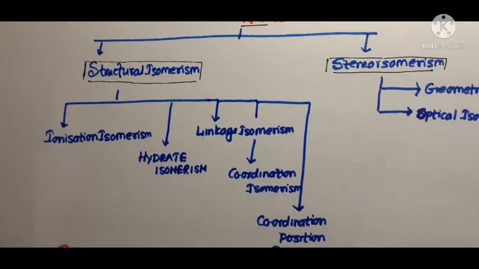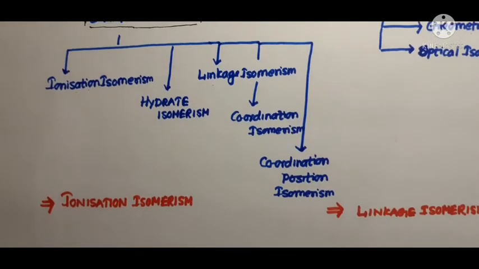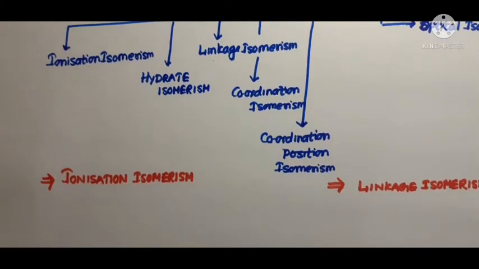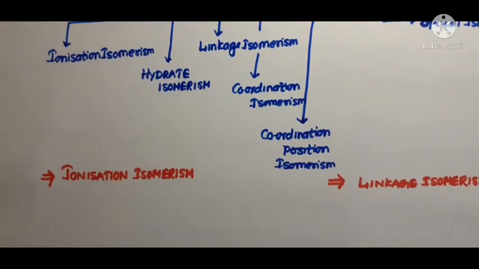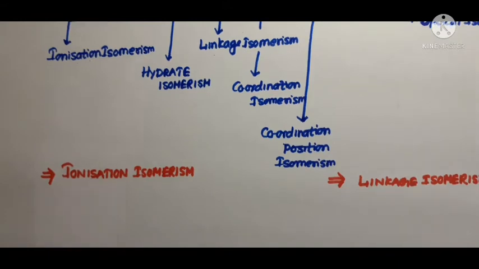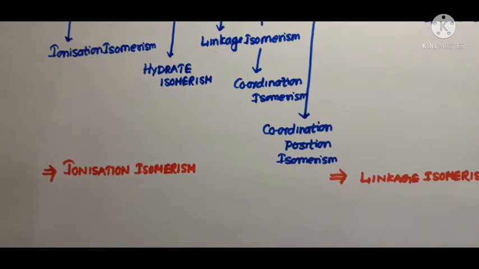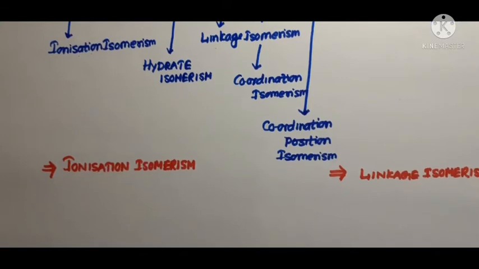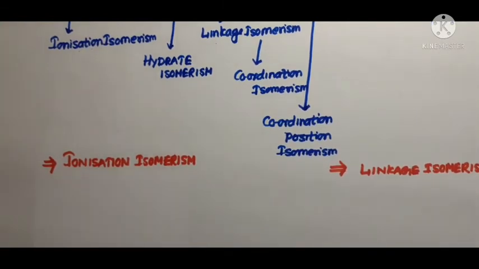Let's start with the first one, that is ionization isomerism. The definition of ionization isomerism is that coordination complexes which have the same molecular formula but produce different ions in the aqueous solution are known as ionization isomers, and the property is known as ionization isomerism. Let's start with an example.